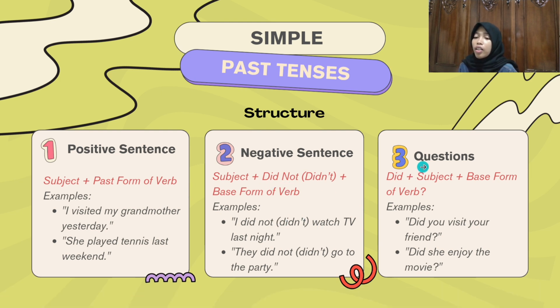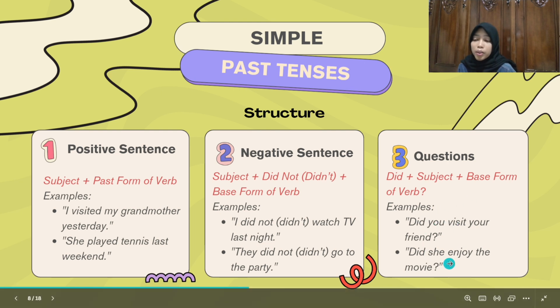Okay. In question sentences, we have did plus subject plus base form of verb. With examples: did you visit your friend? And here we have did, the subject you, and visit as the base form of the verb. And then did she enjoy the movie? Did plus subject plus base form of verb. Okay, next.